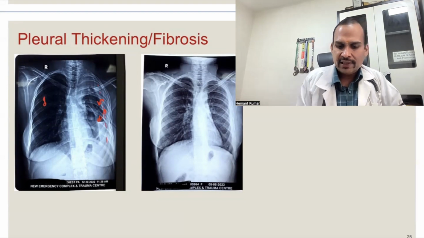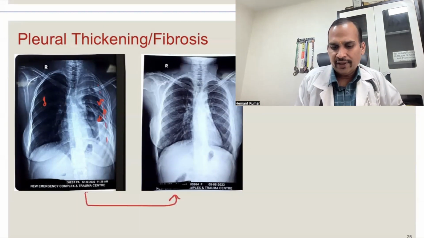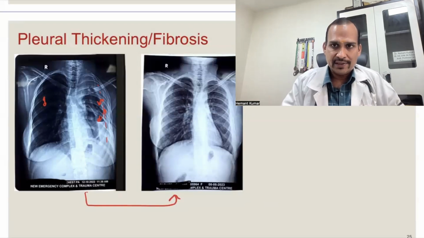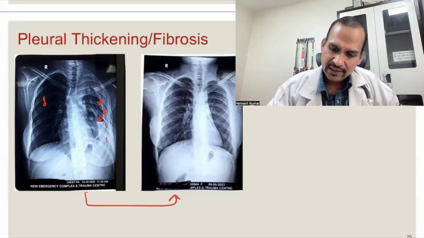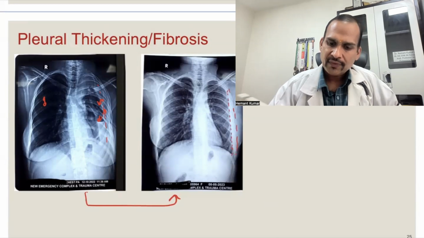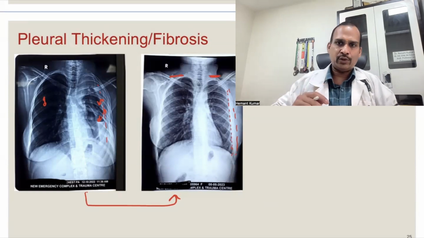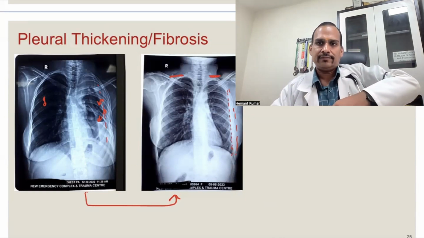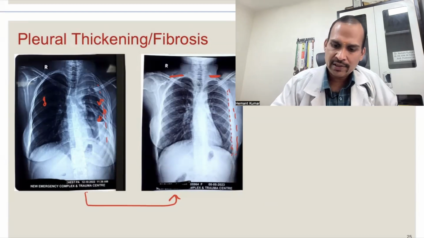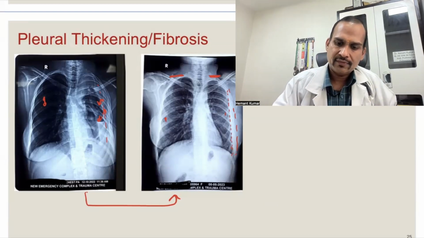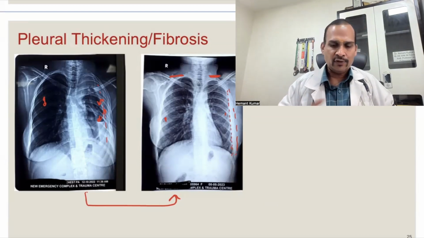So the same X-ray you see after 7 months. You can appreciate there is pleural thickening. See, this is pleural thickening. Can you see pleural thickening? And because of pleural thickening, you can compare this shoulder and this shoulder. So the left side shoulder is a little drooped and the intercostal space is narrowed. So this is pleural thickening or pleural fibrosis.